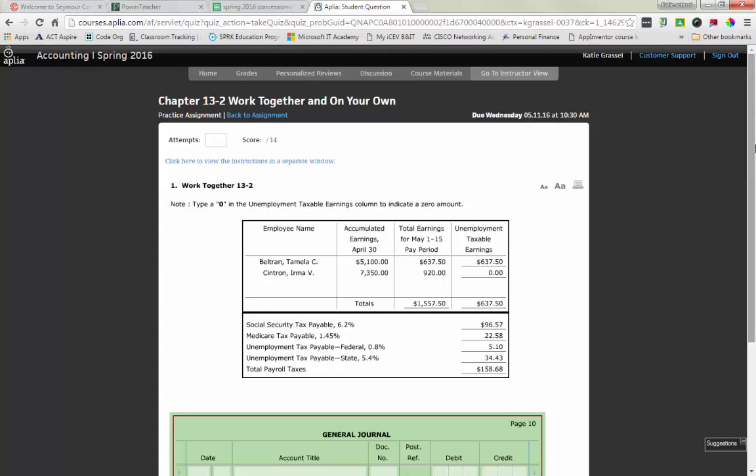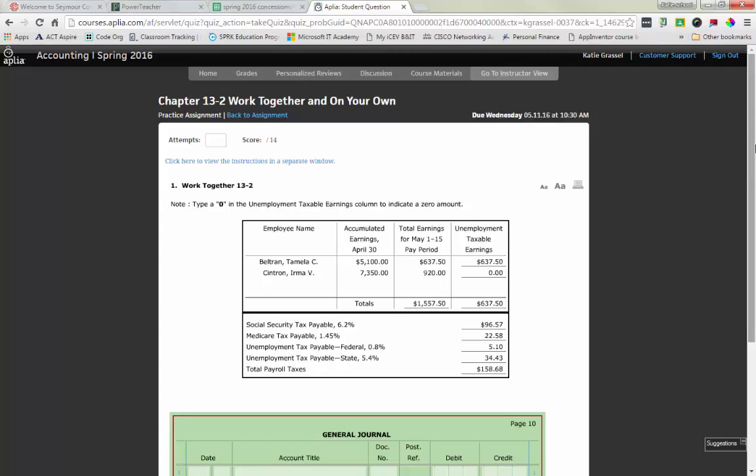Now, the other thing I have to realize is it costs the employer money just to have employees, those additional taxes. And in this case, the total expense of those employer taxes is $158.68. That account title is going to be associated with payroll taxes expense. So we have 4 taxes that an employer has to pay: Social Security, Medicare, federal unemployment, and state unemployment.